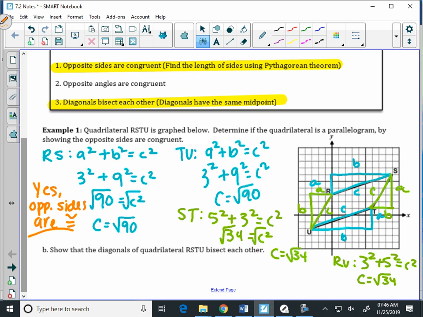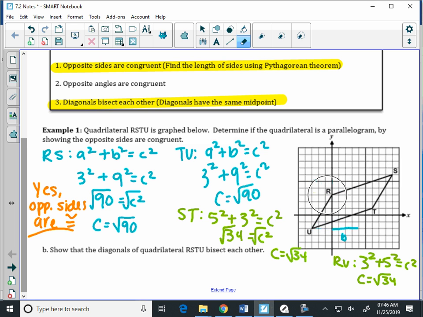So now what we're going to do is we are going to show that the diagonals bisect each other. We know it's a parallelogram. We just proved that in the first half. But now we're going to show that the diagonals do bisect each other. And we said diagonals bisect each other. They have the same midpoint. So let's create our diagonals and find the midpoint of each diagonal.